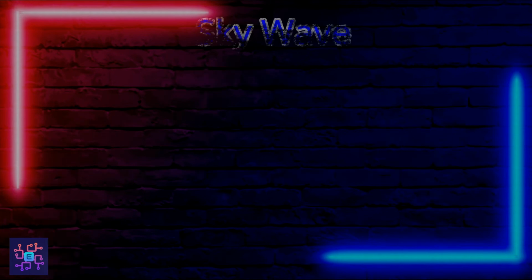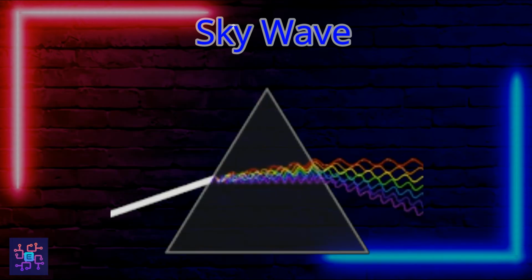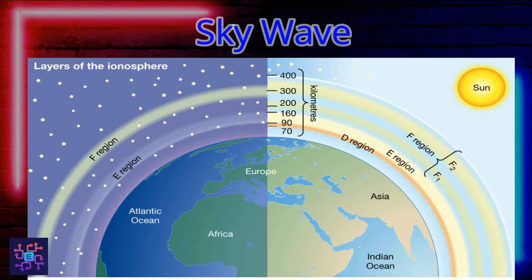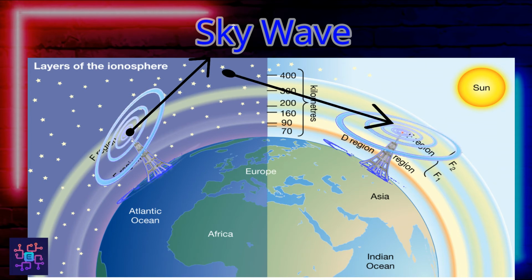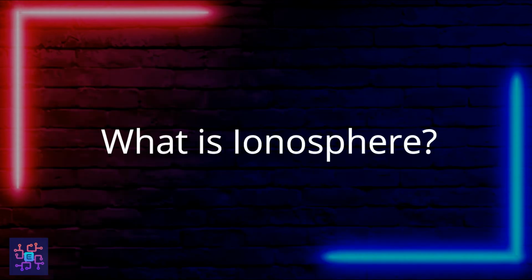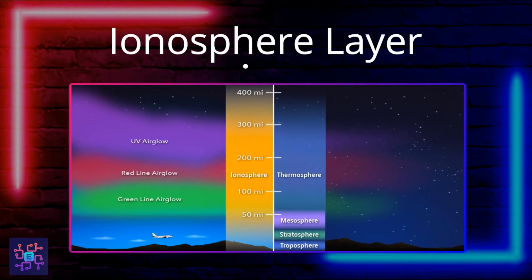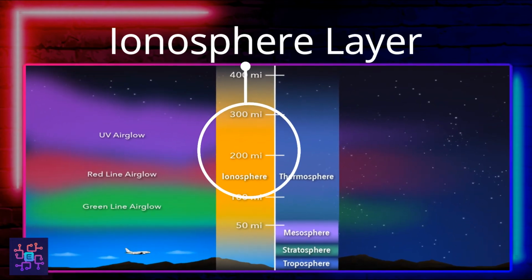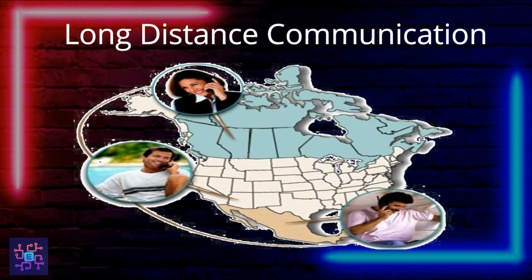Now coming to the last, we have sky wave propagation. This is based on the concept of refraction or bending. A sky wave is a radio wave that is radiated from a transmitting antenna in a direction toward the ionosphere. Now what is the ionosphere? It is nothing but a layer of atmosphere, a layer of sky, from 25 to 250 miles above Earth's surface. This method is used for long distance communication.